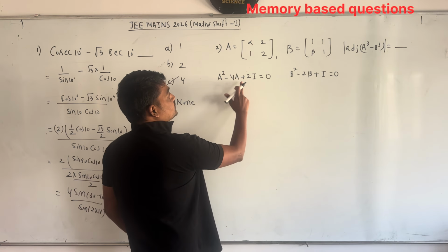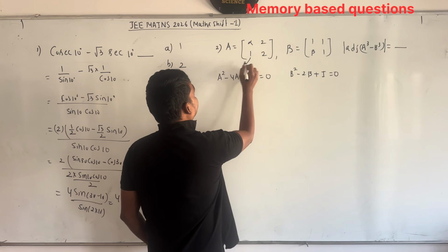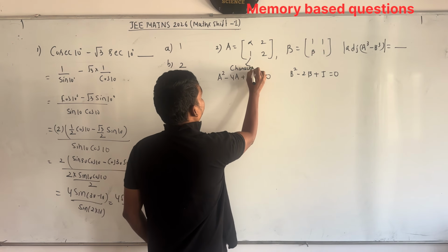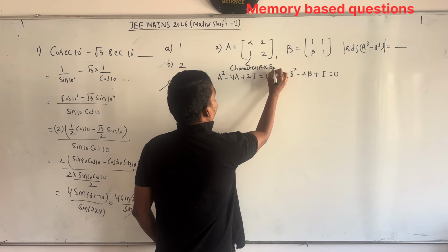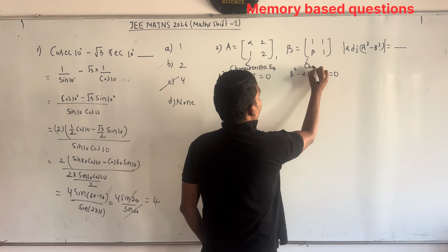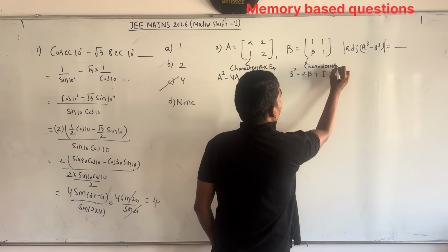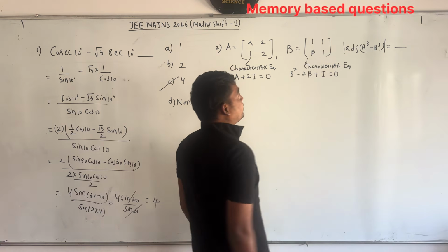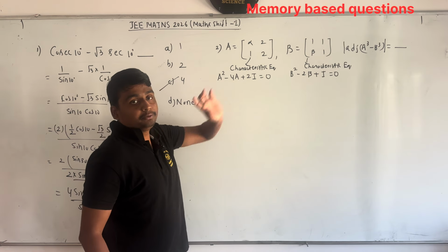So A square minus 4A plus 2 equals 0. This is what they have given, the characteristic equation. So this also they have given, the characteristic equation. So now we have to find the adjoint of A cube minus B cube.